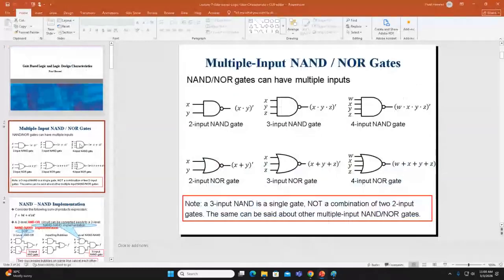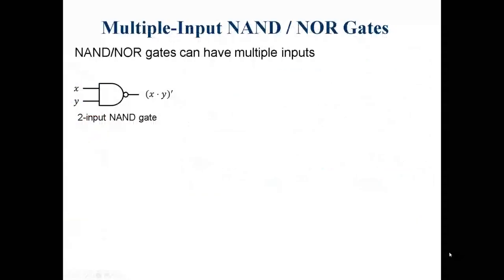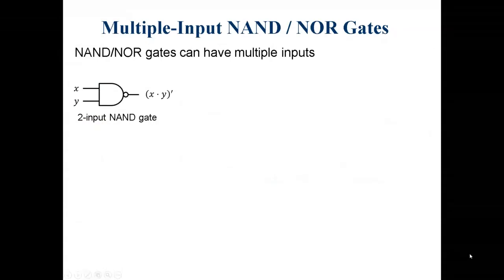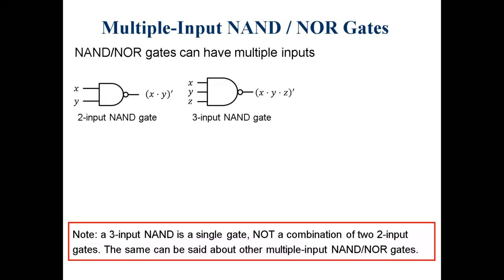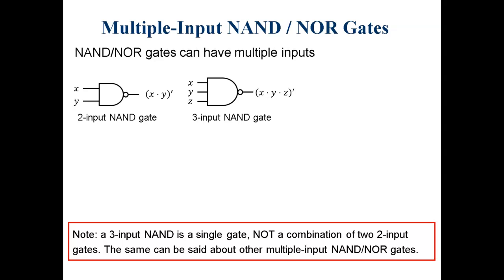So today we will start with the introduction of the NAND gate. If you look at the figure, this is the logic diagram of a two-input NAND gate where the inputs are X and Y and the output is C, and C is equal to (X dot Y) whole bar. Now this is the logic diagram of a three-input NAND gate, and this is the logic diagram of a four-input NAND gate.